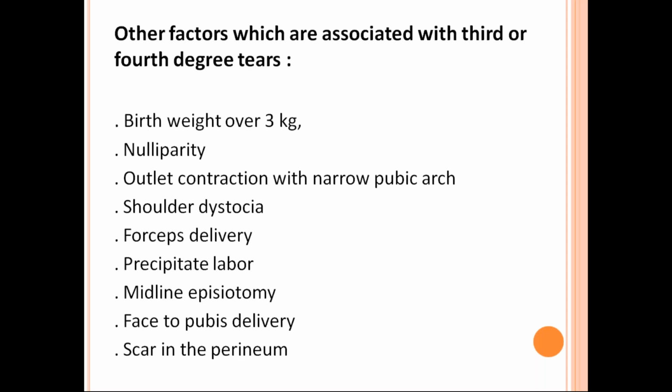In occiput posterior, when there is no internal rotation and the occiput cannot move towards the symphysis pubis, then we have a persistent occiput posterior. If the baby is adequate, then face to pubis delivery is possible. But if not, what happens in face to pubis delivery? The wider diameter, 10.5 centimeters, pushes the perineum and causes a tear in the perineum.